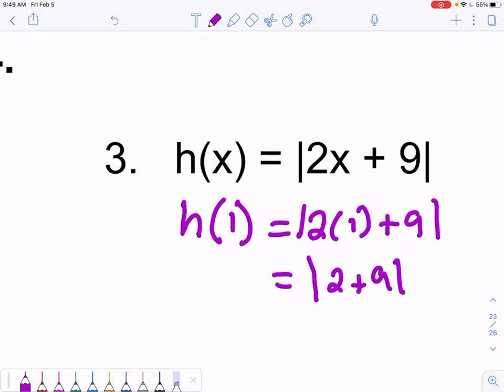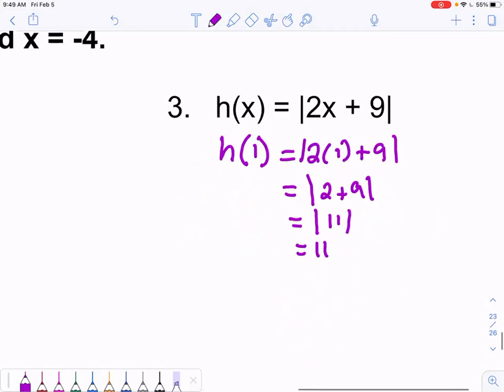And that equals 11. Having the ones with the absolute value looks kind of weird, huh? It's kind of freaky. So that's half of what they want you to do.